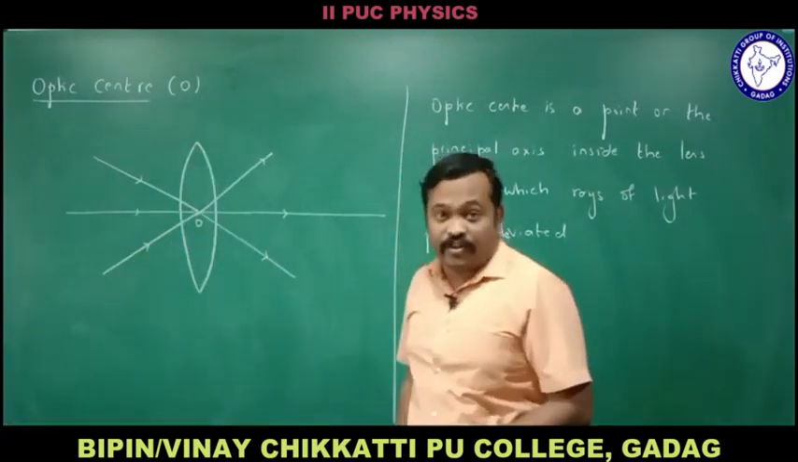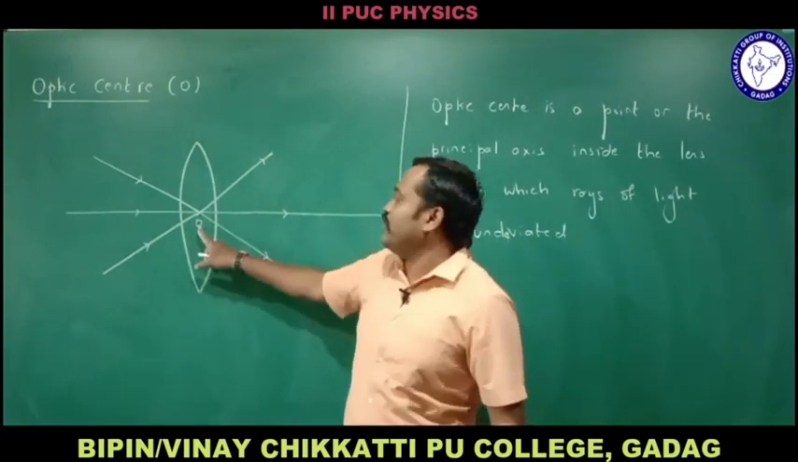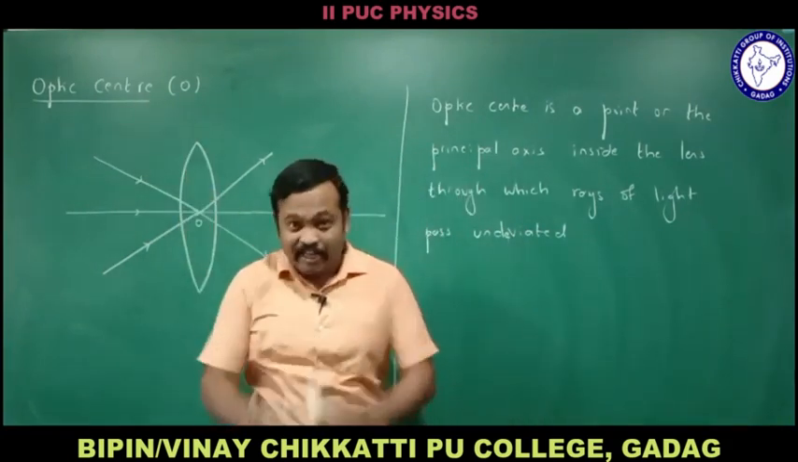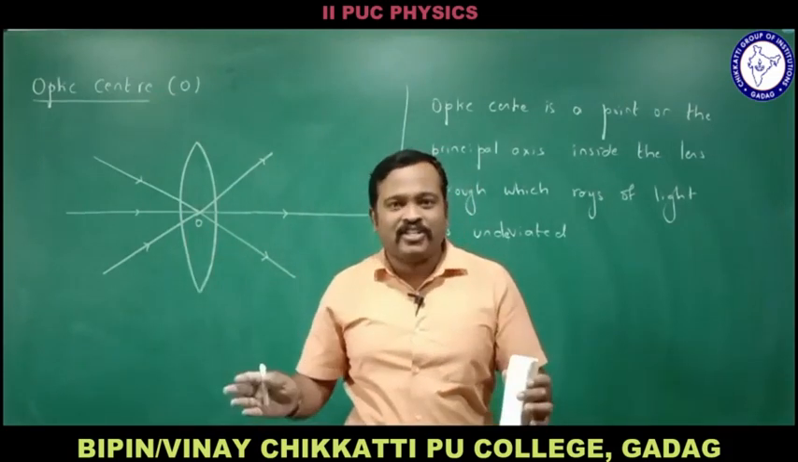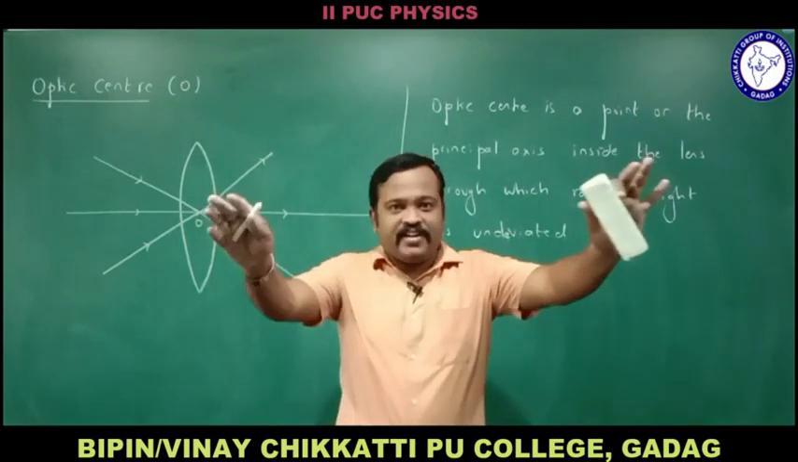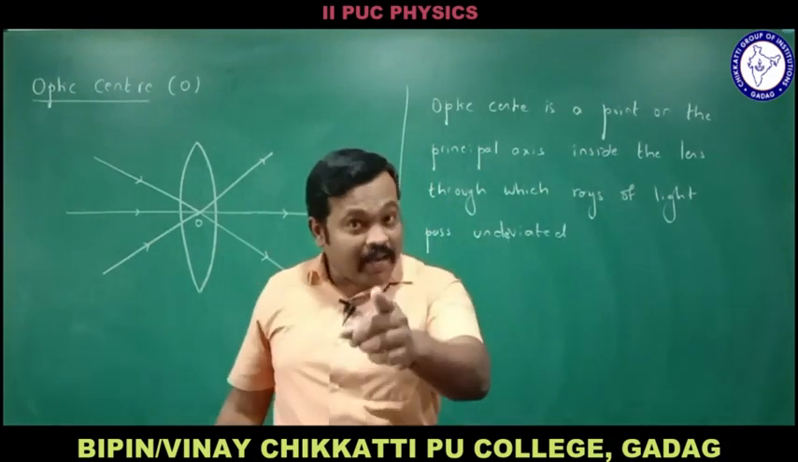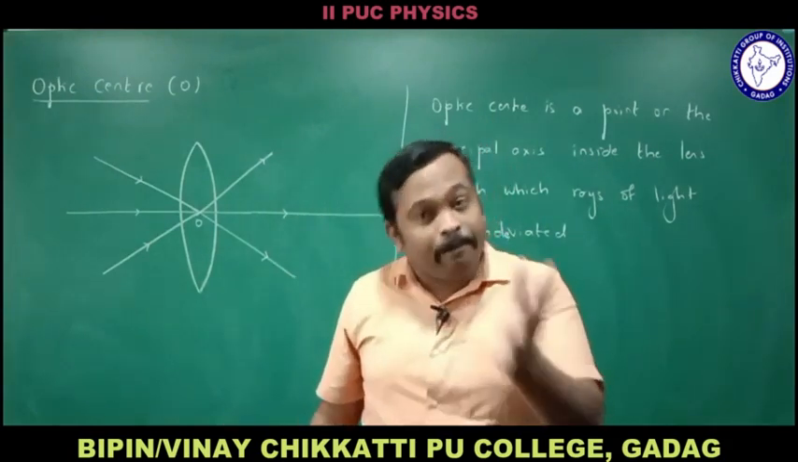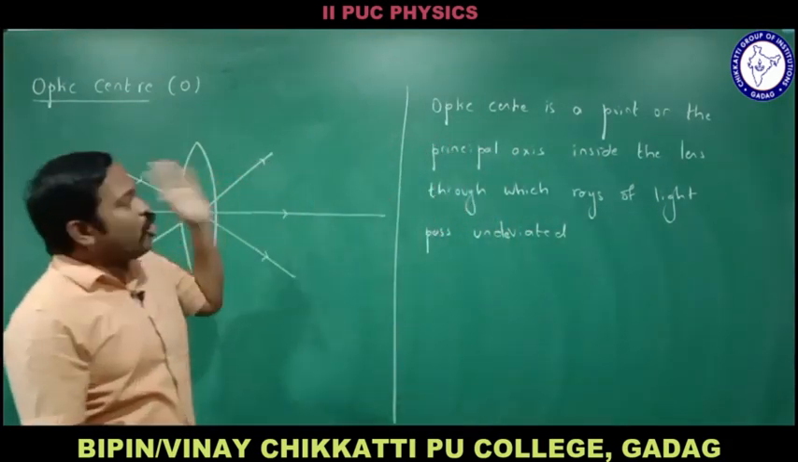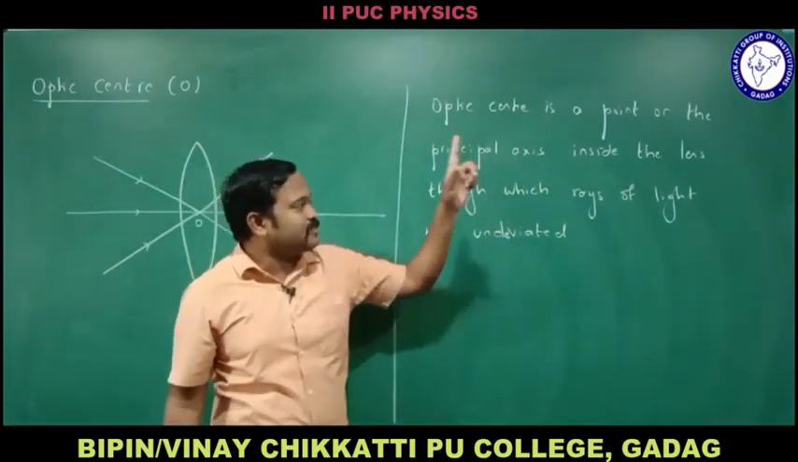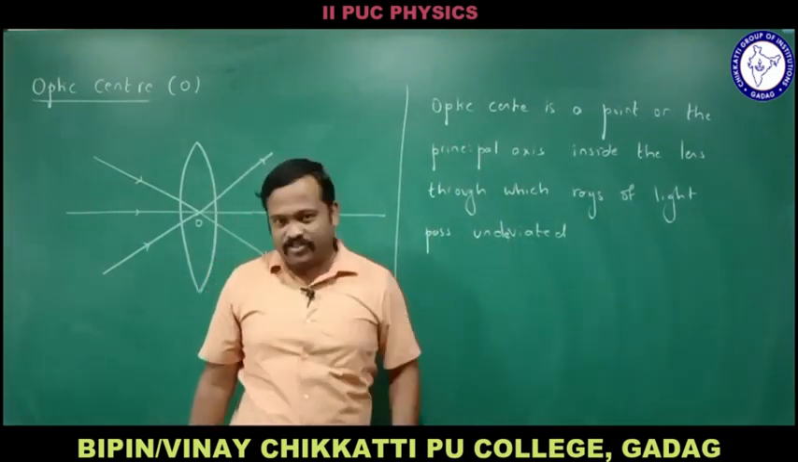So that kind of point on the principal axis inside the lens is called the optic center. It is not mandatory that it should be exactly at the center of the lens, right? It is a point where the rays of light pass undeviated. So the optic center plays a similar role to that of the pole in case of a mirror, right? Whenever we speak about a lens, we speak about the optic center, a point on the principal axis inside the lens through which rays of light pass undeviated.